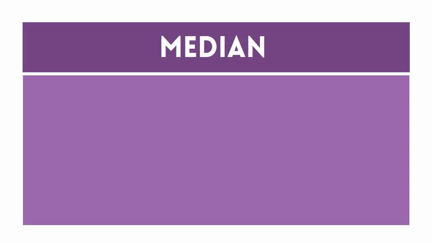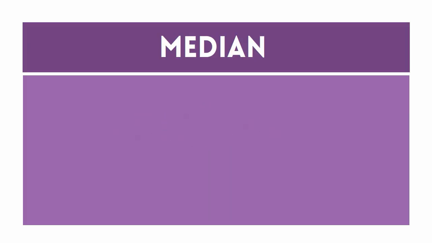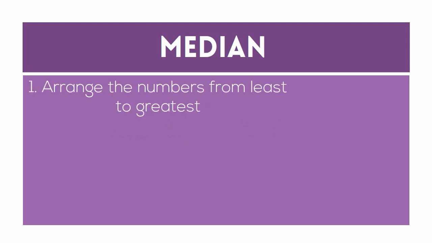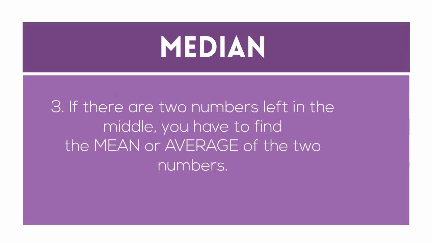The median is the number in the middle or center of a data set, when the numbers are in order from least to greatest. Steps to determine the median are: 1. Arrange the numbers from least to greatest. 2. Cross off the greatest and least numbers in the list at the same time until you are left with just one number in the middle. This is the median. If there are two numbers in the middle, you have to find the mean or average of these two numbers.